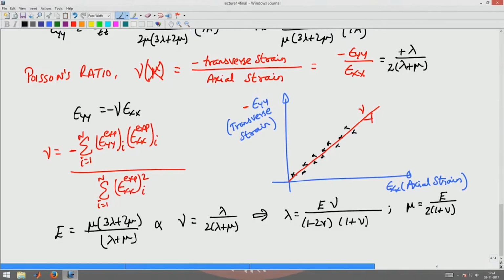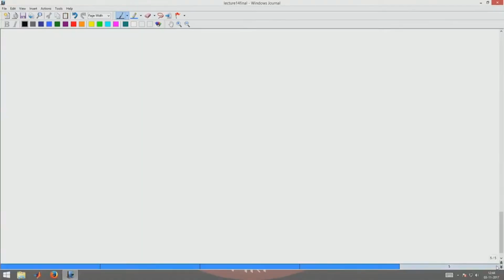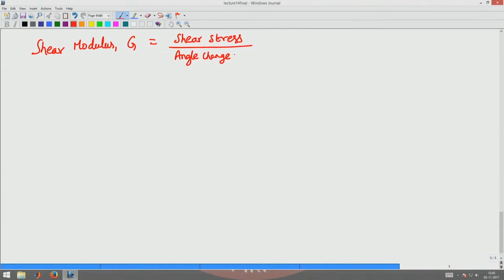Now, it is not that we use only this uniaxial experiment alone to find the material parameters of a material. There are other experiments and other moduli which are also used. One of the prevalent moduli that is used is what is called the shear modulus, G, which is defined as the shear stress divided by the angle change caused due to the shear stress.